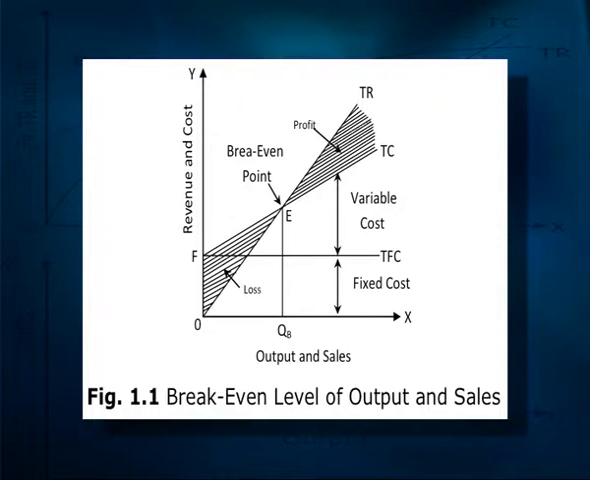At the output QB produced and sold, the total revenue received equals the total cost, TR equals TC, and therefore at this output level the firm neither makes profits nor incurs losses. Similarly, at QB quantity of output produced and sold, the firm just breaks even. Therefore, output level QB or intersection point E at which the firm neither makes profits nor suffers losses is called a break-even point.